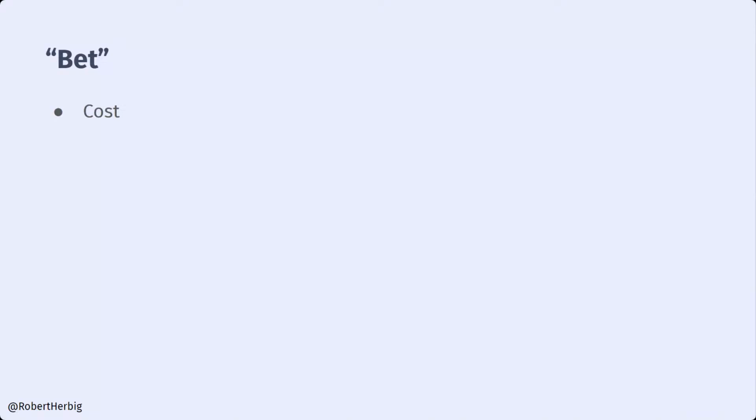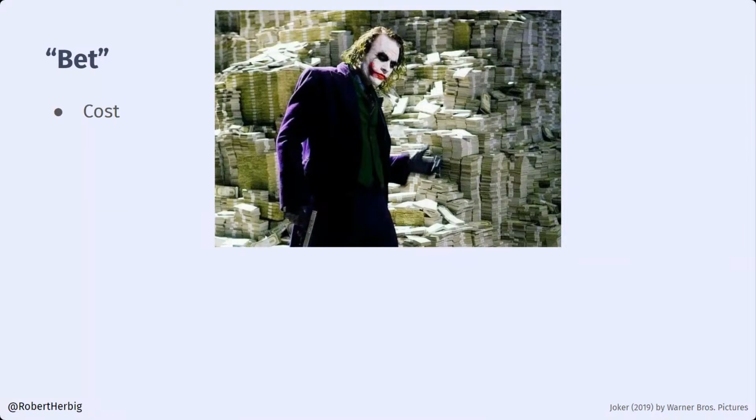So the first part of a bet is a cost. There must be some cost to place the bet. If it was free, it's not an interesting bet. We would just always do it. Now, certainly, as in the case of my colleague, the Joker here, that cost could be money, right? Money, budget, headcount, billable hours. It could be whatever metric you have at your disposal there. But there can also be other intangible costs.